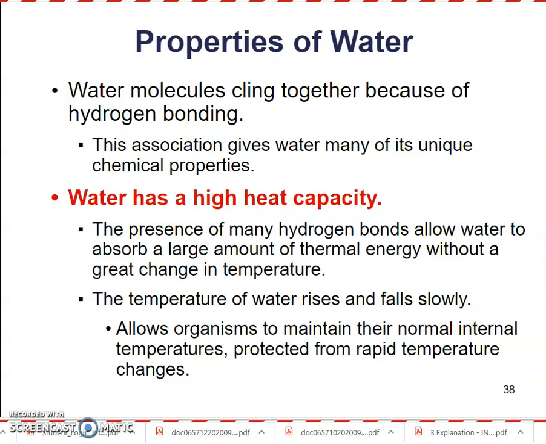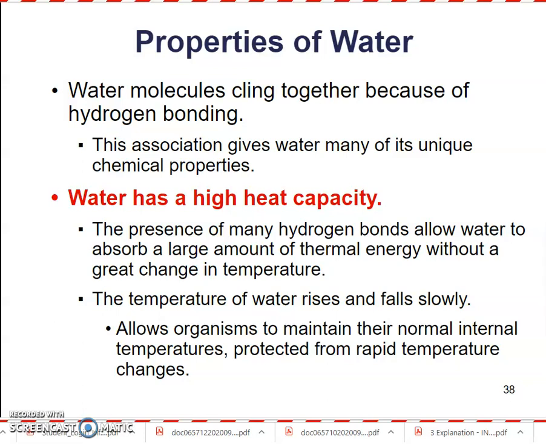And that's why whenever you fill up a pool in the beginning of summer, the water is initially very cold, but as the ambient temperature, the air temperature, rises, eventually that pool water will warm up, but it takes a very, very long time. The high heat capacity of water allows organisms to maintain their normal internal temperatures, protected from rapid temperature changes.